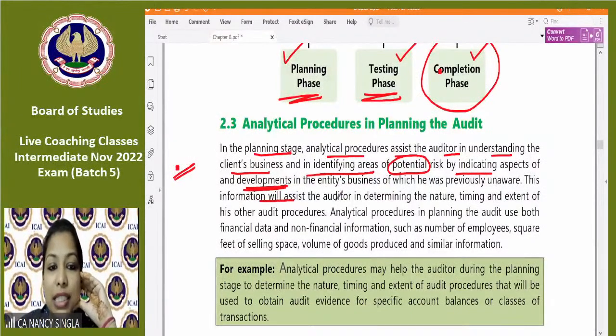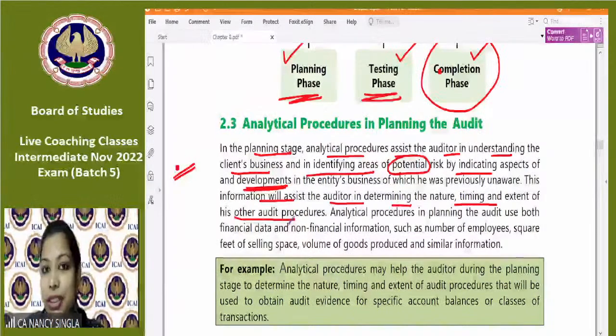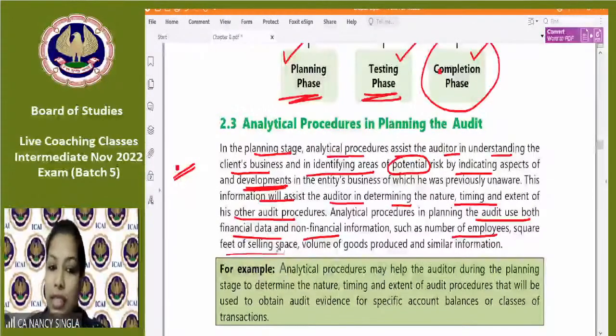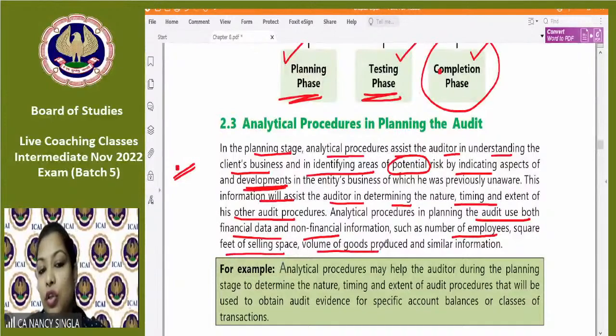This information will assist the auditor in determining the nature, time, and extent of his other audit procedures. See, wages have increased. The auditor feels that there is a risk that there may be dummy workmen. So he will now analyze. He will now determine the nature, time, and extent of his other audit procedures, and it uses both financial and non-financial data such as number of employees, square feet of selling space, volumes of goods purchased, and other information.